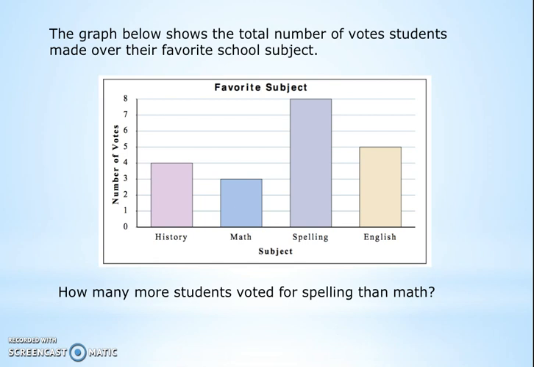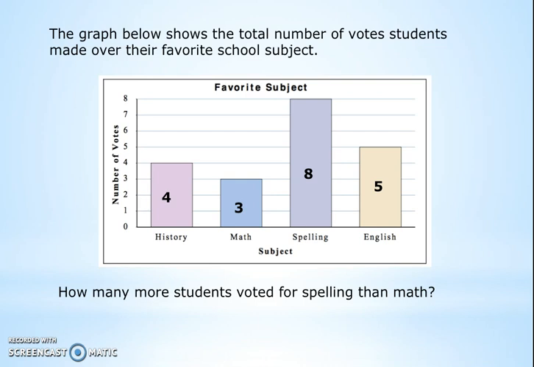Again, the graph below shows a total number of votes students made over their favorite school subject. The title of my graph is Favorite Subject, so I know I'm looking at the right bar graph. My subjects that are being voted on are history, math, spelling, and English. The number of votes has the same intervals of 1. Before I can answer a question or read a question, I need to label my bar graph by finding the endpoints. History has 4, math has 3 votes, spelling has 8 votes, and English has 5. Now that my bar graph is labeled, I can now answer my question.